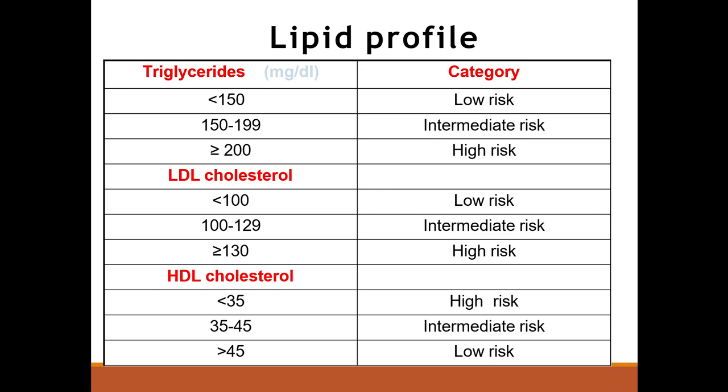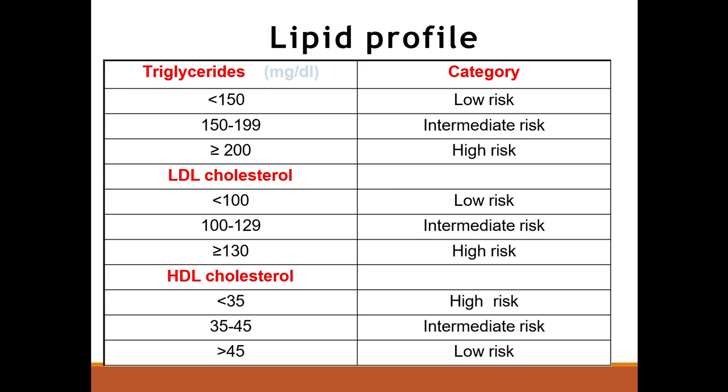Low density lipoprotein cholesterol. If LDL cholesterol is less than 100 milligram per deciliter, then the person comes under low risk. If LDL cholesterol level is 100 to 129 milligram per deciliter, then he comes under intermediate risk. If LDL cholesterol is greater than or equal to 130 milligram per deciliter, then the person is at high risk.